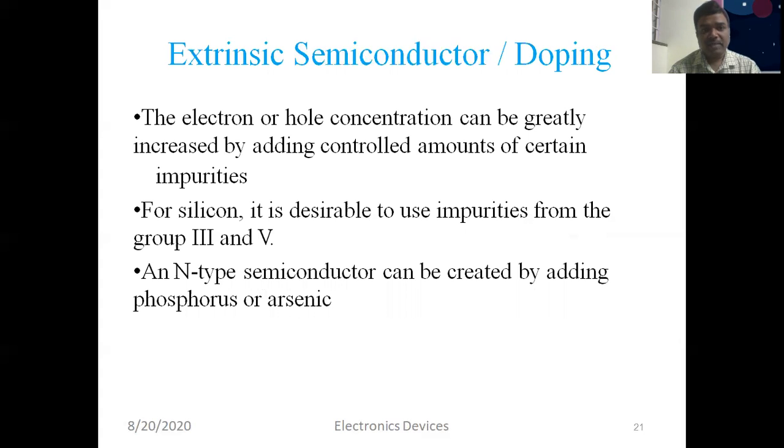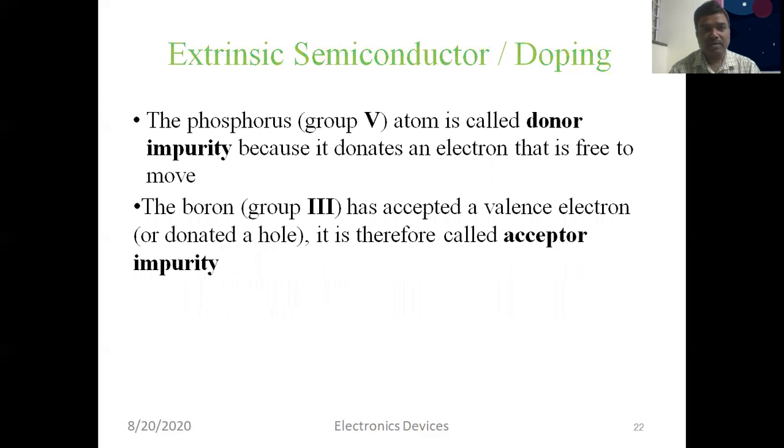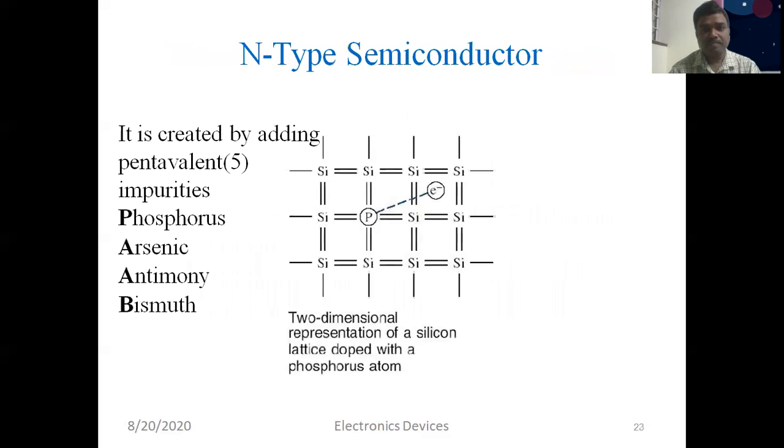Okay, extrinsic semiconductor, that is an impure semiconductor. The process of adding some impurities is called the doping process. You add some doping element to the semiconductor, that is trivalent or pentavalent impurities, to get n-type or p-type semiconductors. You have donor and acceptor impurities.